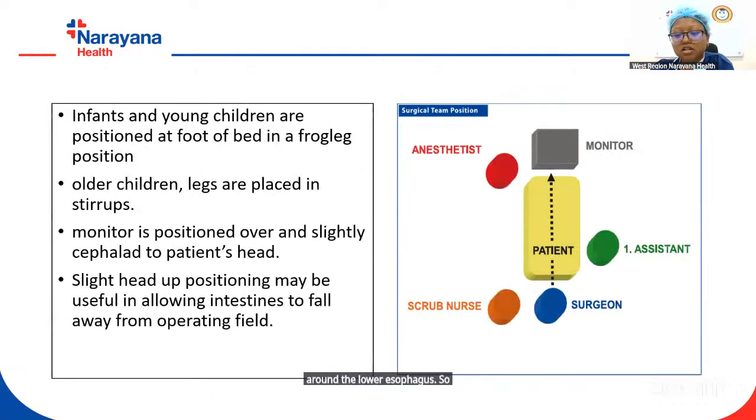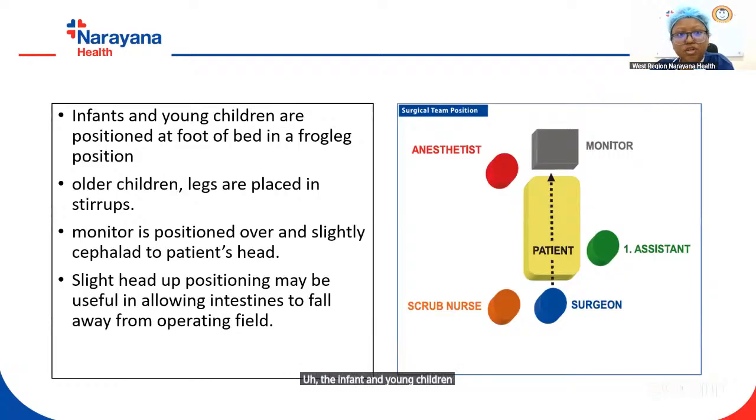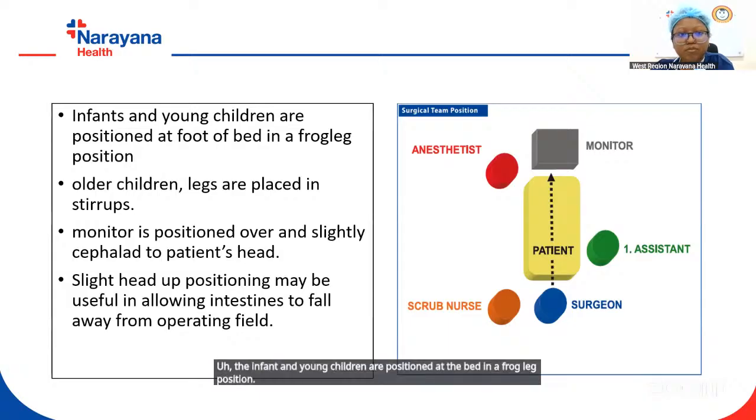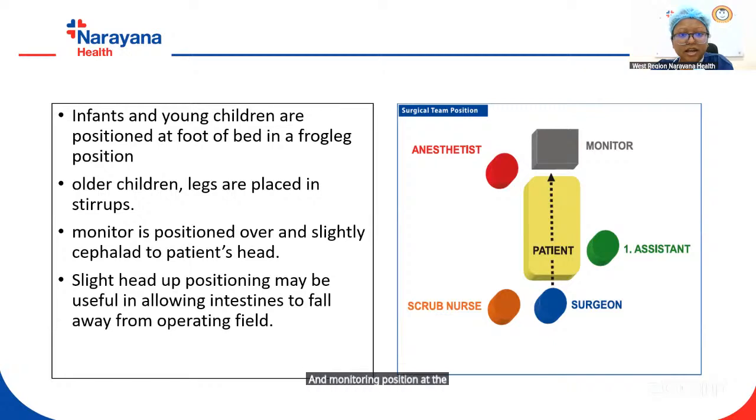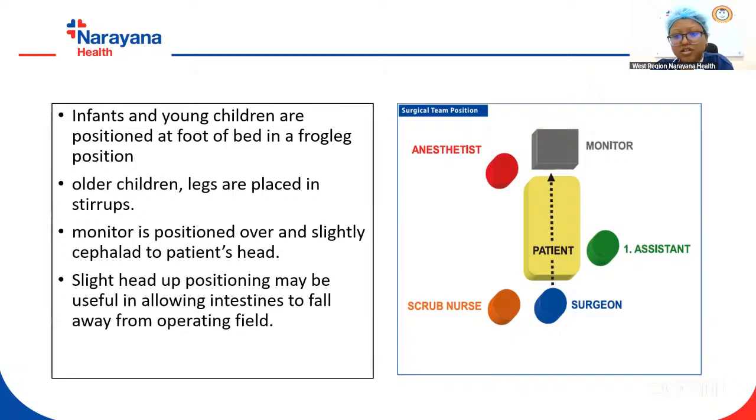So this is the position. This is a picture showing the position of surgeon and the assistant. The infant and young children are positioned at the foot end of the bed in a frog-leg position, and the monitor is positioned at the head end. The patient is kept in reverse Trendelenburg position so that the intestines fall away from the operating field. The surgeon stands at the foot end with the assistant on the right hand side.